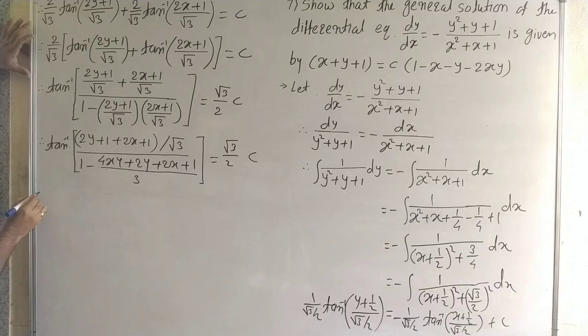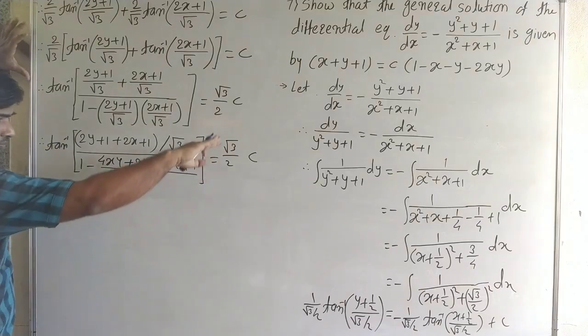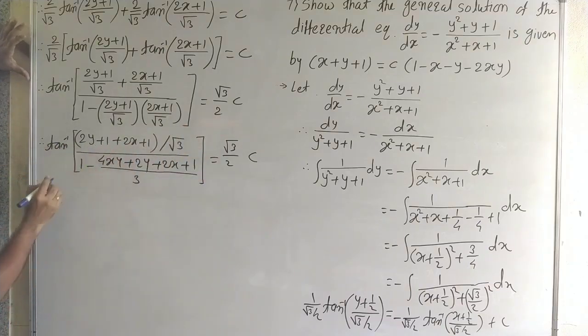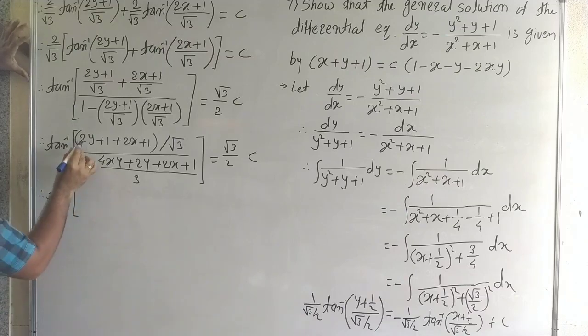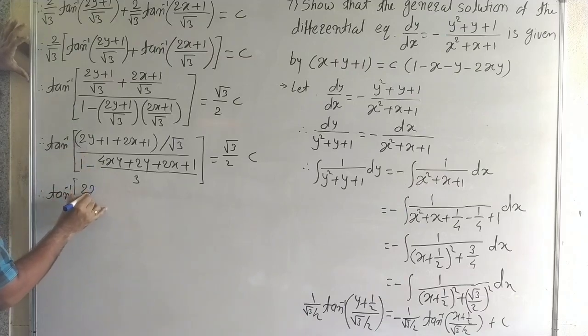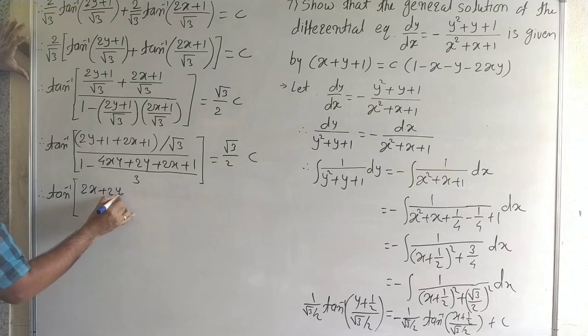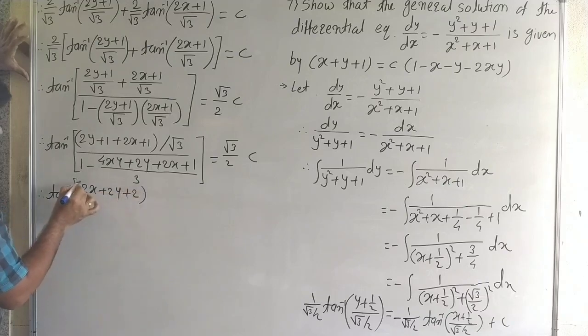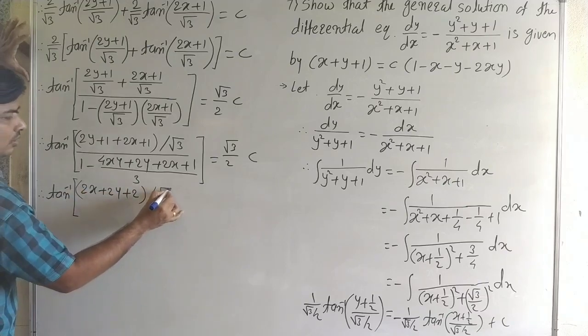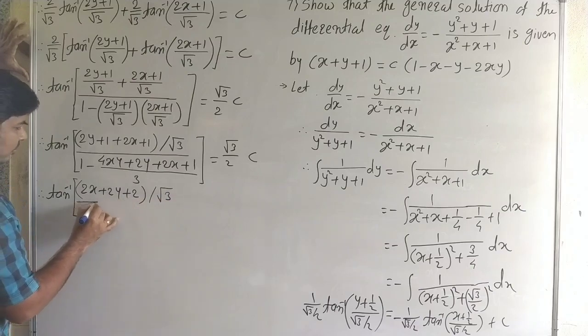Now this tan inverse we can write here. Okay. Now take the calculation. Okay, one more step, we can write tan inverse of, here it is 2x plus 2y plus 2 upon under root 3. See carefully the calculation.